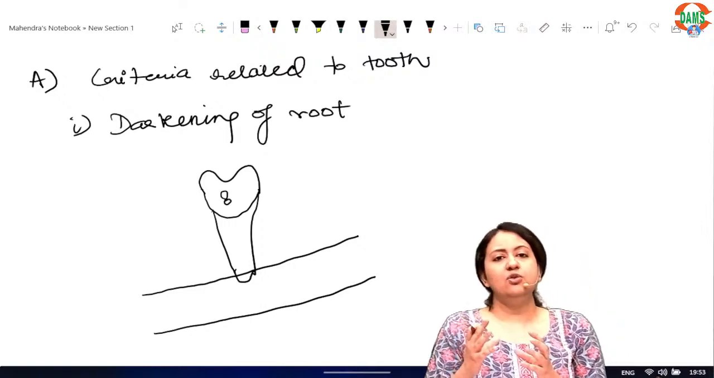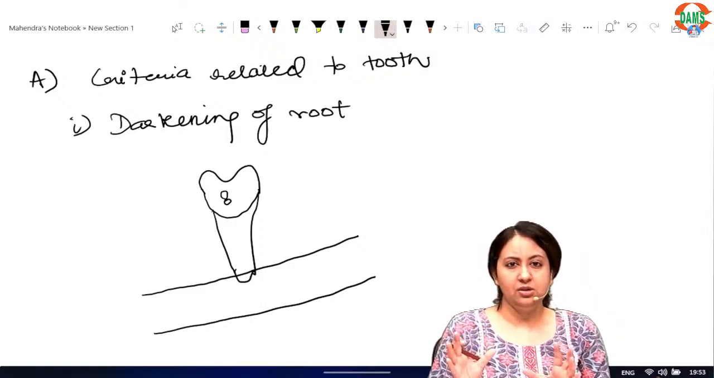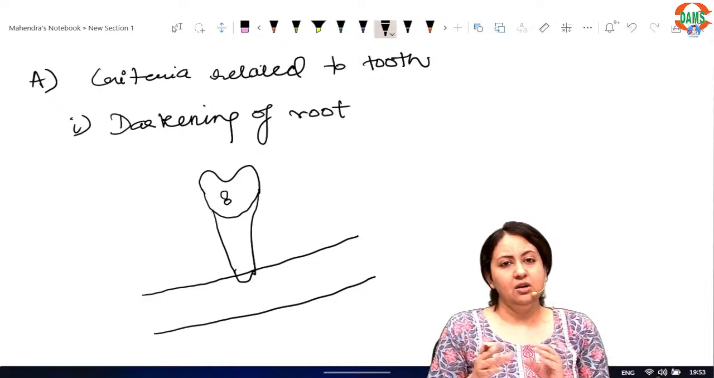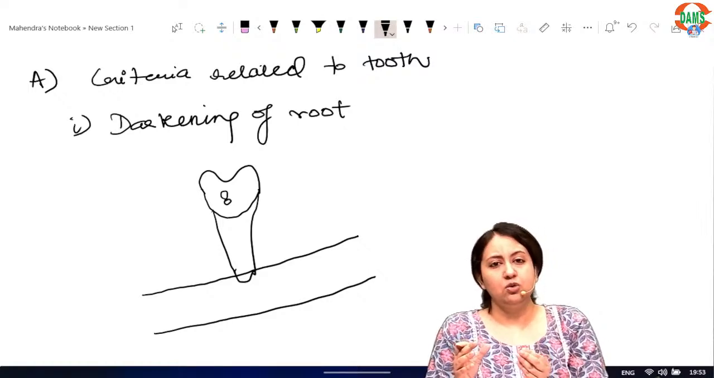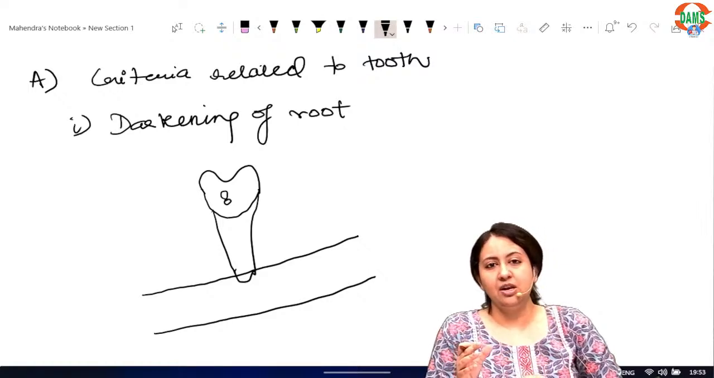Now, what do we mean by darkening of root? If you see a normal radiograph, how do we see the root? The root has cementum, it has dentine. So complete root will be radio opaque. Only the canal in between will be radiolucent.